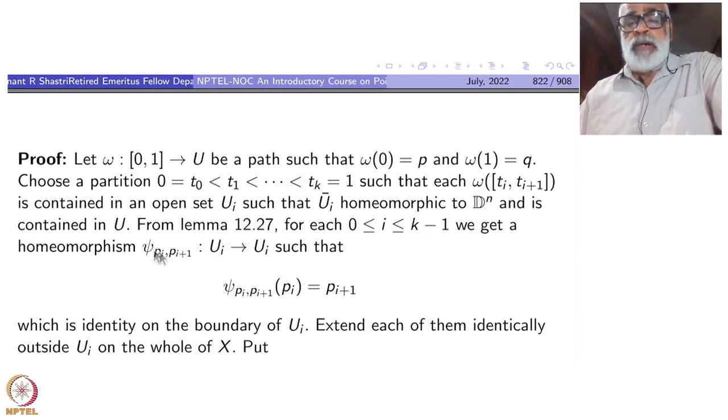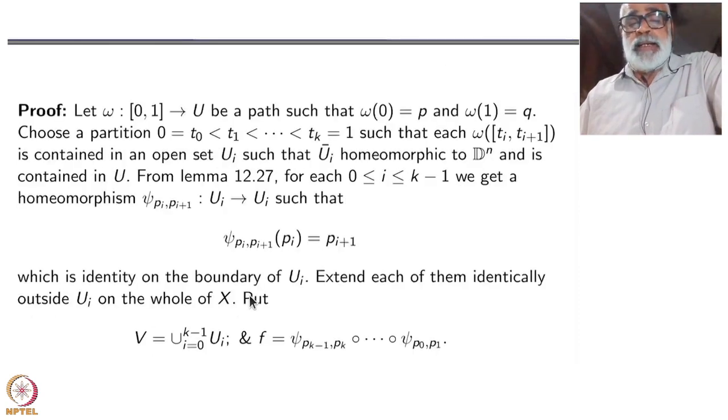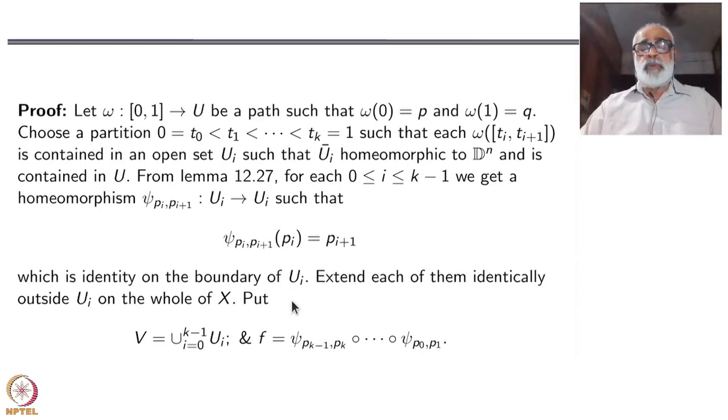So take the image of these omega(ti)'s, call them pi, and take a homeomorphism there and come back to Ui. So you get a psi_{pi, pi+1} from Ui to Ui, such that psi_{pi, pi+1} of pi is pi+1, which is identity on the boundary of Ui. Extend each of them identically outside Ui. So for each Ui, this psi is identity outside the Ui. So each of them you can extend to the whole of space by putting identity, on the whole of X.